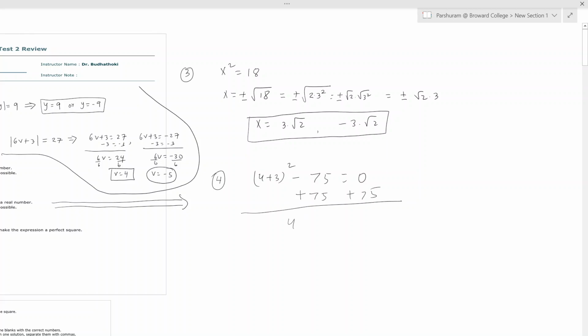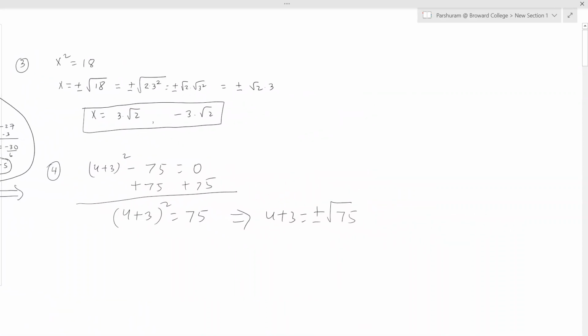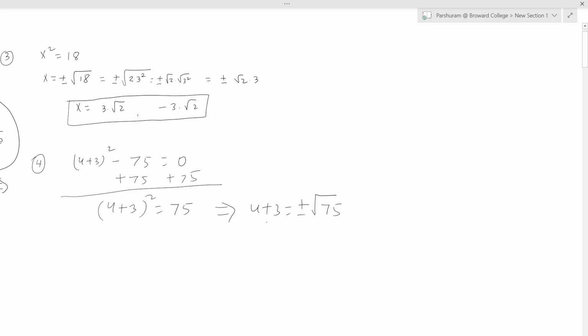In that way, on the left side, I have u plus 3 squared. On the right side, I have 75. Now we can use the square root property, the way we did in problem 3. That means we can write u plus 3 is equal to plus or minus the square root of 75. To find the value of u, we just subtract 3 from both sides, and that gives us u equals negative 3, plus and minus.